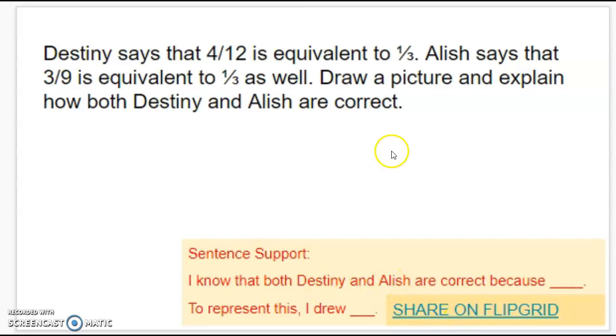When you're finished with your work and you're finished typing your explanation, you're going to go under Flipgrid and you're going to share your thinking on Flipgrid. The expectation, guys, is that you also respond to 2 others. I'm going to take a quick walk over there here in a moment.